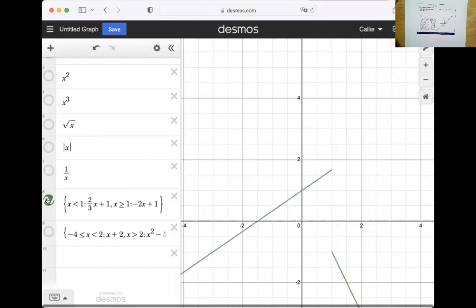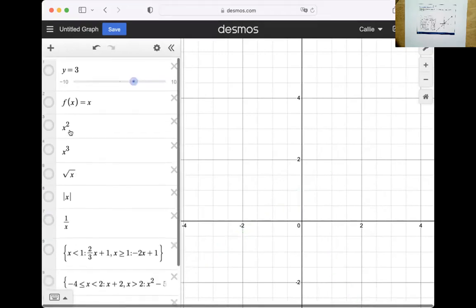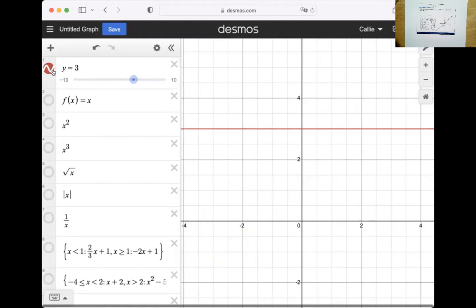Oh, so there's a piecewise function. Until x equals 1, it looks like the line 2/3 x plus 1. And then at and after x equals 1, we have -2x plus 1 down here. That's a piecewise function. All right, here was our constant. And here is our identity function or linear function because it's a line.